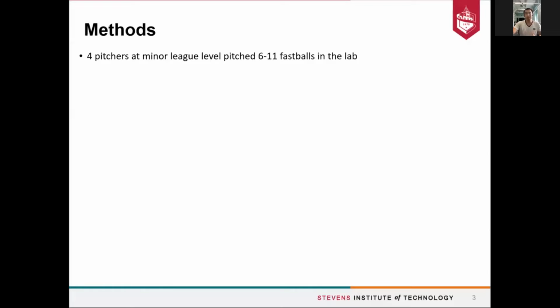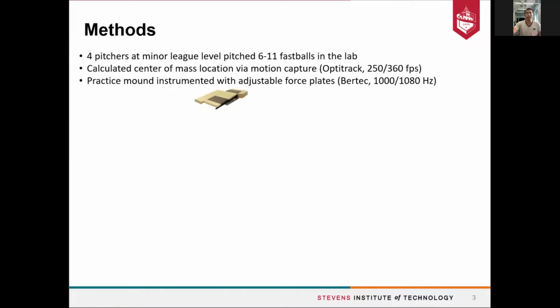We have 4 pitchers competing at the minor league level, pitching 6 to 11 fastball trials in the lab. Their center of mass location is calculated via motion capture, and their force data is collected on a practice mound instrumented with adjustable force plates.